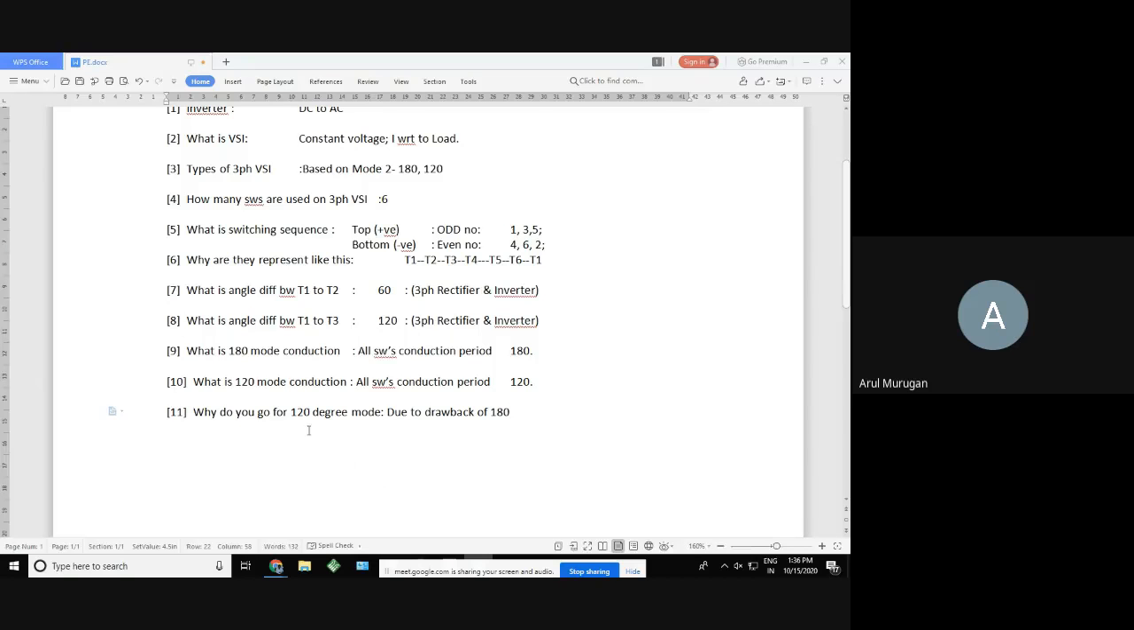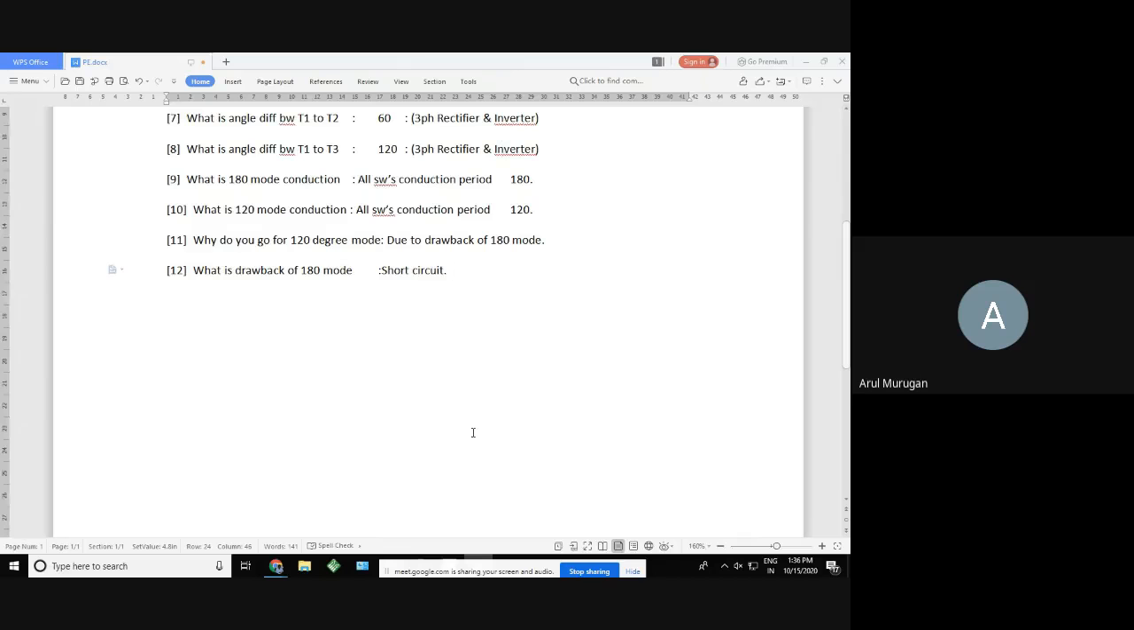Okay, why do you go for that 120-degree mode? Due to the drawback of the 180-degree mode. Okay, so what is the drawback? The drawback is that short circuit is the problem. What is the short circuit problem on 180-degree mode?